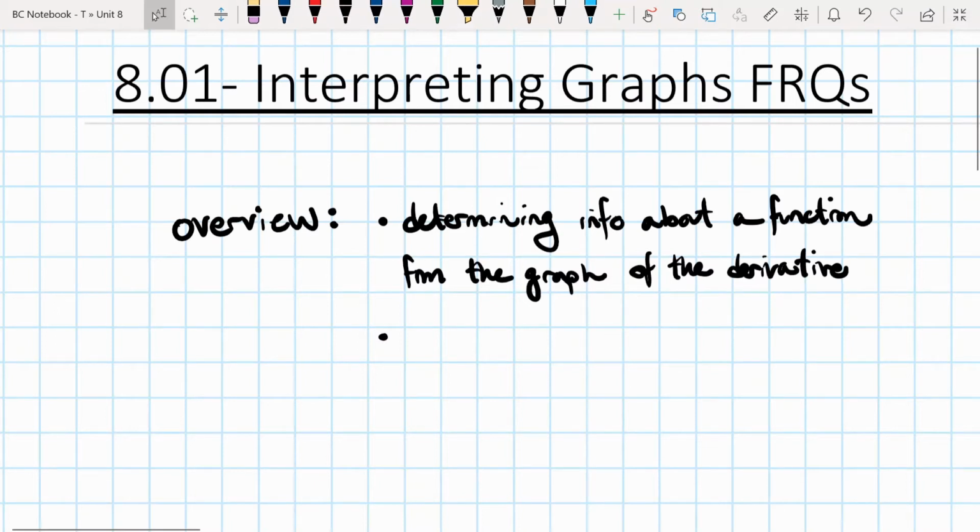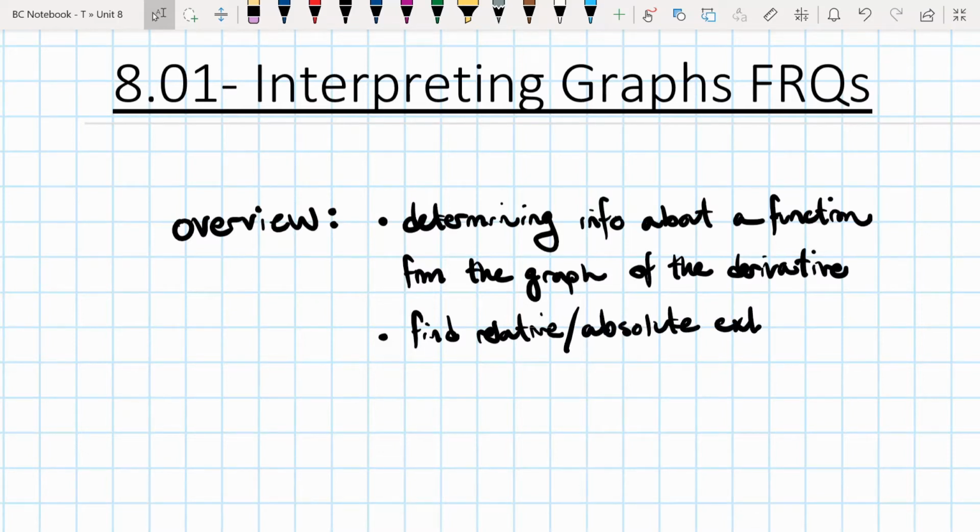Some key things you'll need to be able to do is find relative and absolute extrema, like relative max, relative min, absolute max, absolute min. Determine behavior. That is like when a function's increasing, decreasing, concave up, concave down, points of inflection. Those are pretty common questions as well.